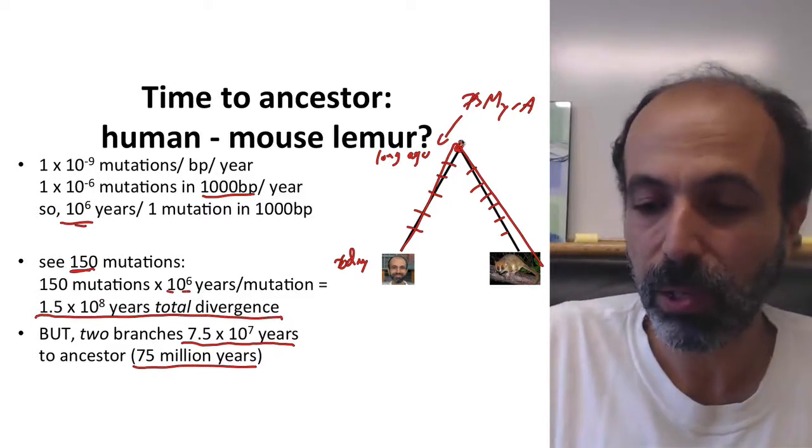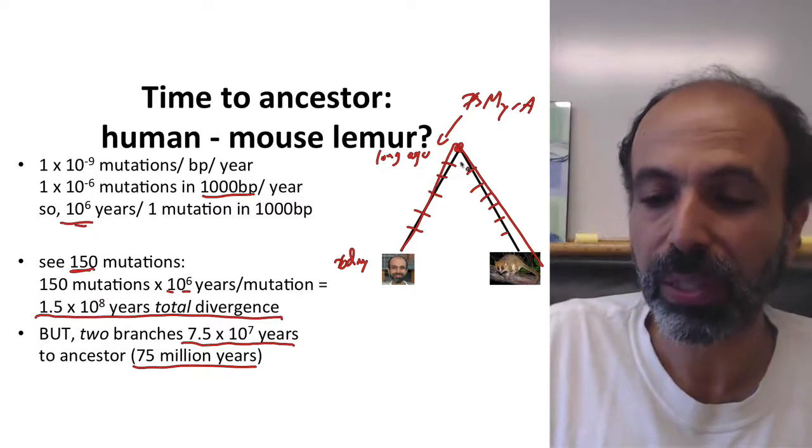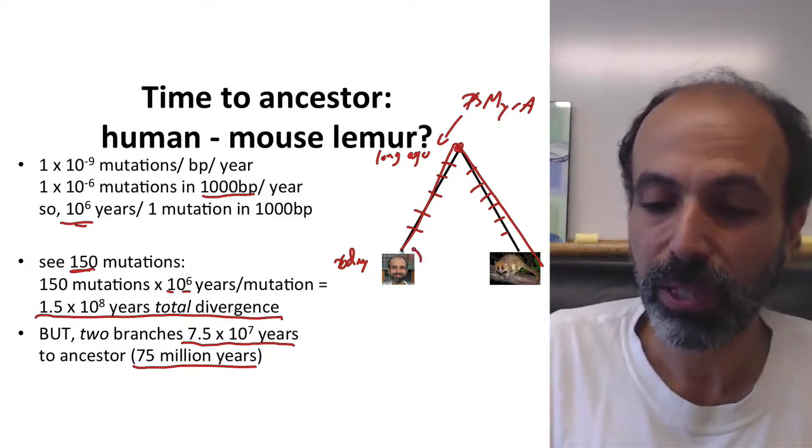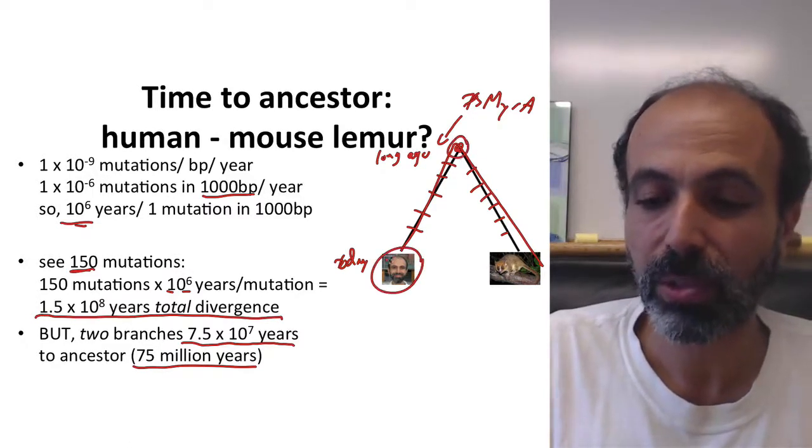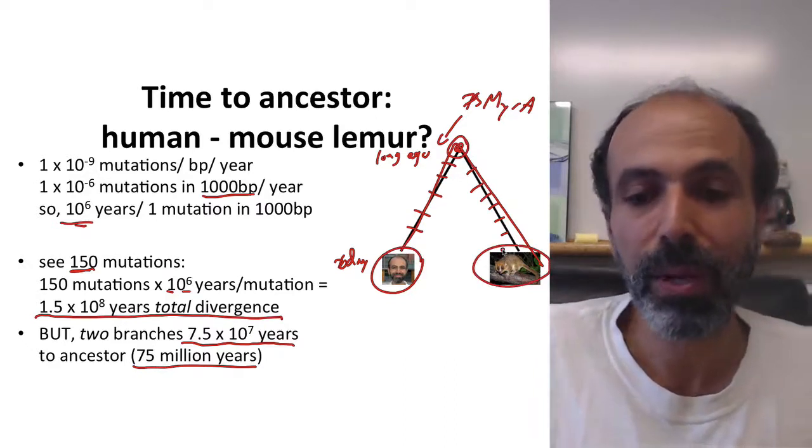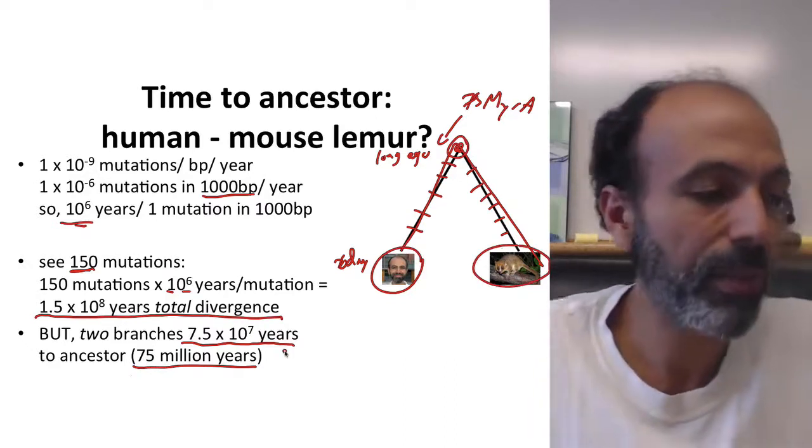We had to divide by 2 because mutations are arising along both lineages. We're not looking at base differences between humans and the ancestor. We're looking at base differences between humans and mouse lemur. That's why we have to divide by 2. And therefore, we get 75 million years.